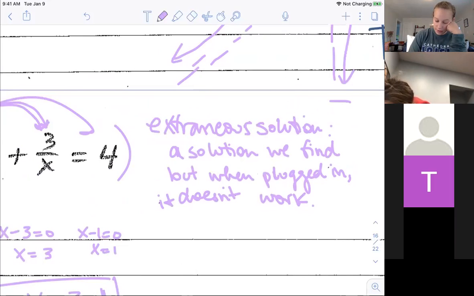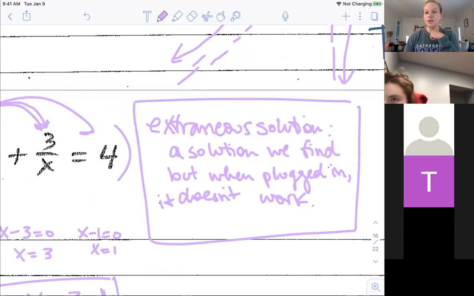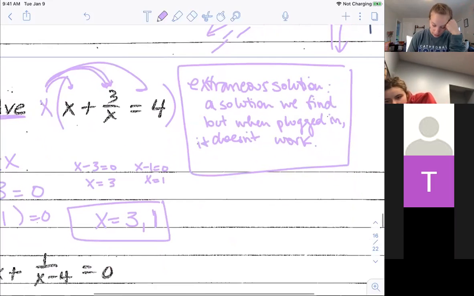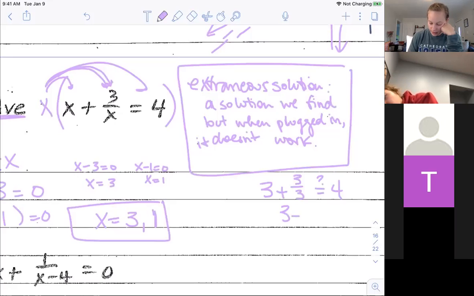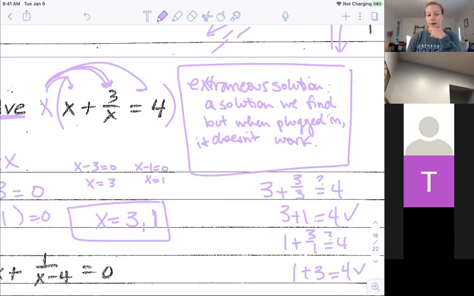I know sometimes in Algebra 2, they might have made you plug it all the way in and solve out to see that it works. So you would have had to do, okay, 3 plus 3 over 3 equals 4. Does that work? Okay, 3 plus 1 equals 4, yeah, that works. And then 1 plus 3 over 1 equals 4. Is that okay? Well, that's 1 plus 3, so that's okay. You do not have to do that all the way out here.